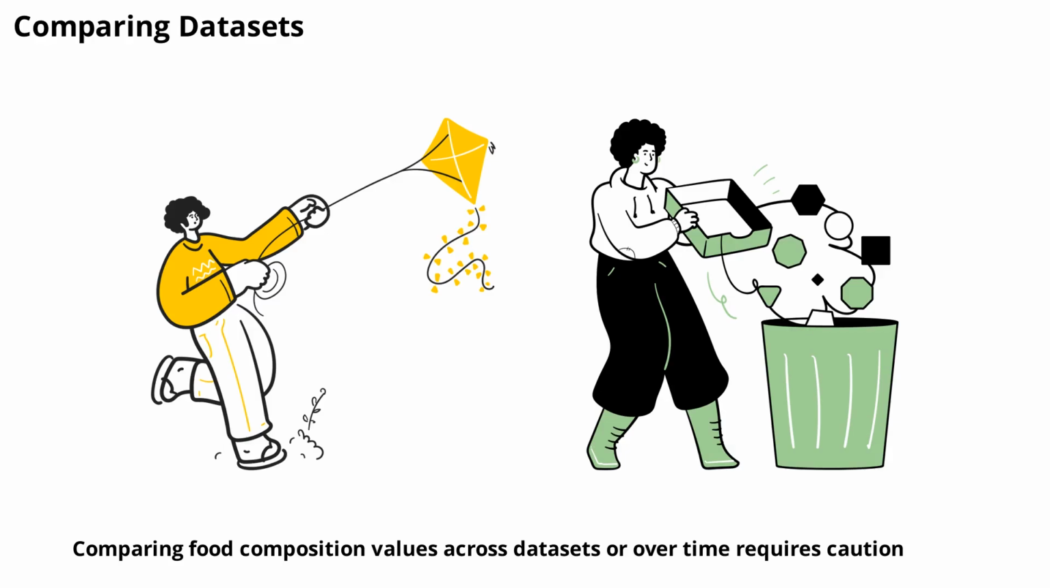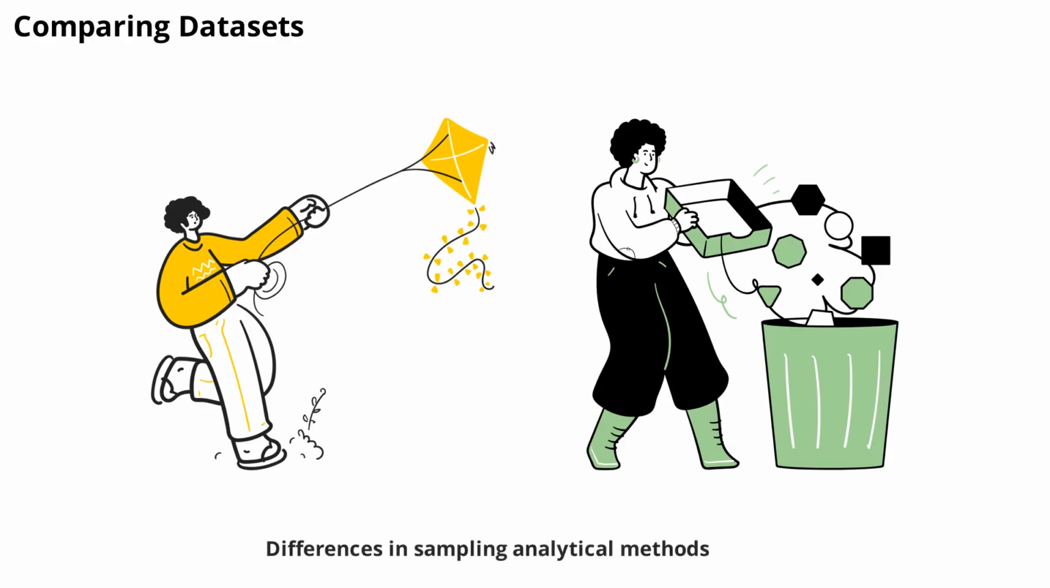Comparing food composition values across datasets or over time requires caution. Differences in sampling, analytical methods, and calculation units can all affect results. Foods with similar names may not be identical. Users should consider these factors when comparing data and interpreting trends in nutrient intake or food composition.